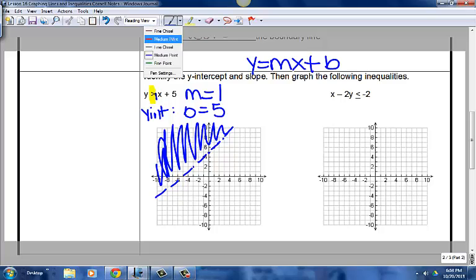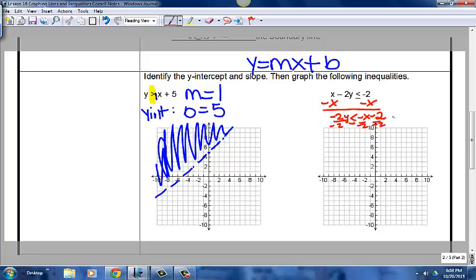So let's look at the second one. We have x minus 2y is less than or equal to negative 2. Well, we've got to put that in our slope-intercept form. So I've got to solve for y. So minus x, I'll get negative 2y is less than or equal to negative x minus 2. Divide by negative 2.